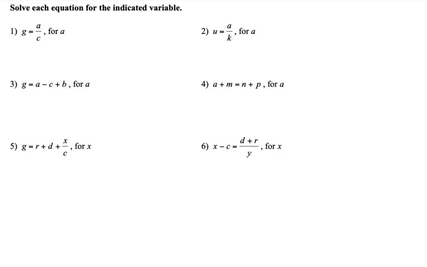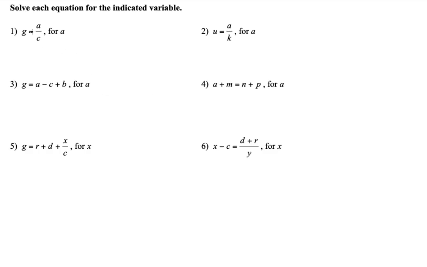All right, so for these 6 problems, it's similar to the example problem we gave before about the gym, where we have an equation that is one variable is expressed in terms of other numbers and variables, and we want to instead express it for a different variable. So for example, question number 1 tells us that g equals a divided by c. But we want to solve that for a.